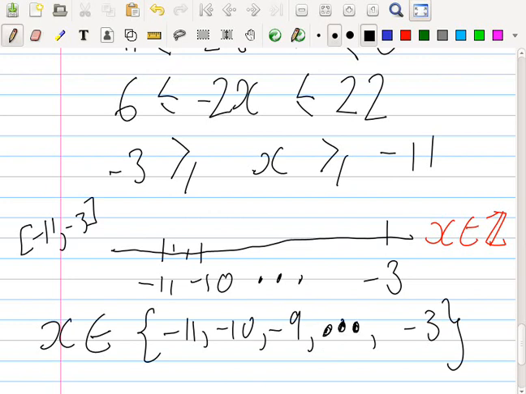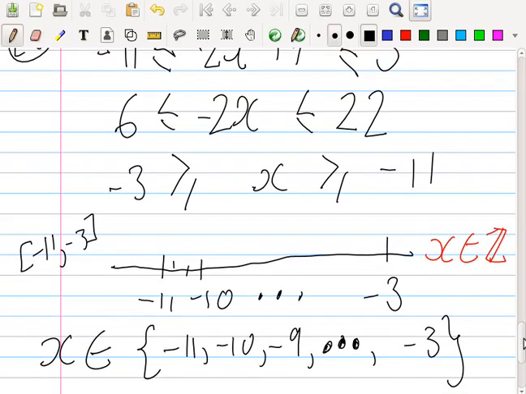So what does the symbol stand for? Which one? Next to x? Yeah. The ∈. That means x belongs to, or x is an integer. So I'm saying here x belongs to this list, or x could be one of these numbers. Basically, it's more convenient than saying x equals minus 11 or x equals minus 10 or x equals minus 9. It means the same thing.